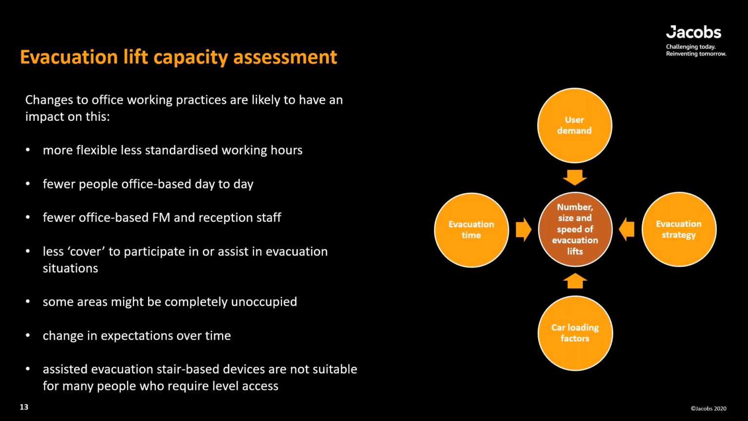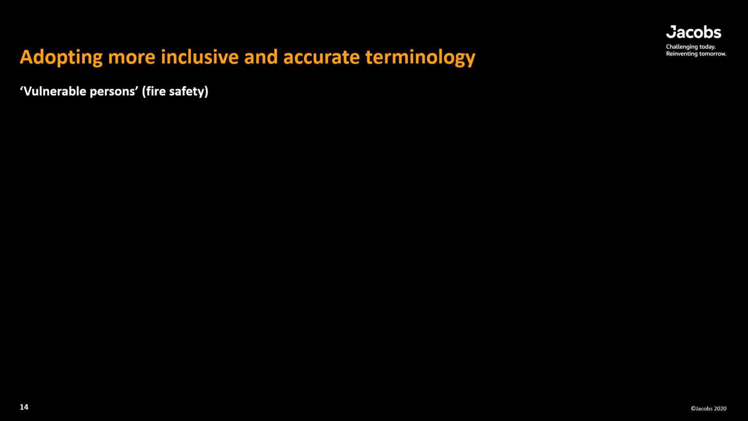Second to the last bullet point there, I've also got changes in people's expectations over time. Focusing in on disabled people, expectations have changed a lot over the last 20 years. What may have been acceptable to an individual 20, 25 years ago may not be now. So that's another one to factor in. And just lastly, summing up quite a few of those points, assisted evacuation stair-based devices are not, or may not be, suitable for many people who require level access. So just some points to consider when looking at lift capacity assessments there.